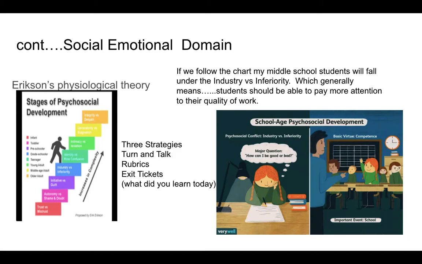At first, they just turn in anything, but as they reach this level, they start to notice, just like they notice their appearance in social emotion, they also start to notice the quality of their work. So I popped in three strategies here. Turn and talk, because communication amongst your peers will assist you in the quality of your work. You'll have something else to lean on as far as understanding is concerned. So I like turn and talk.